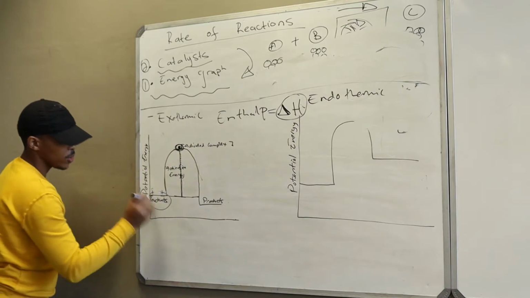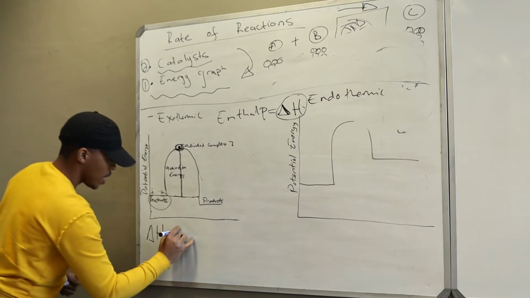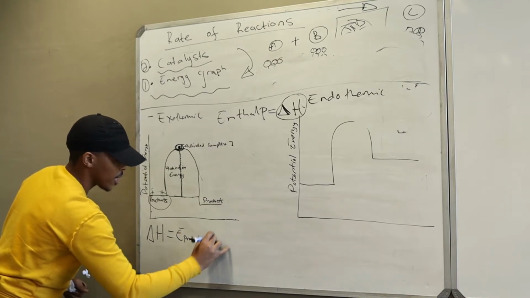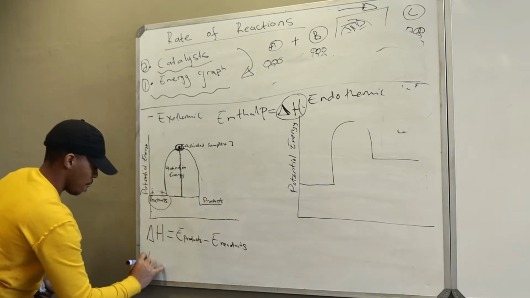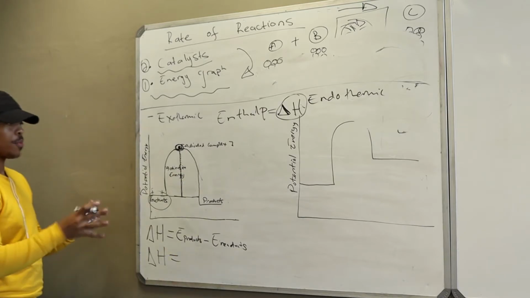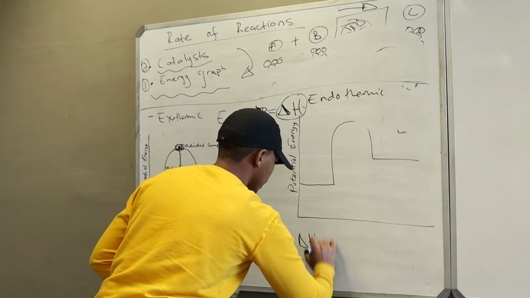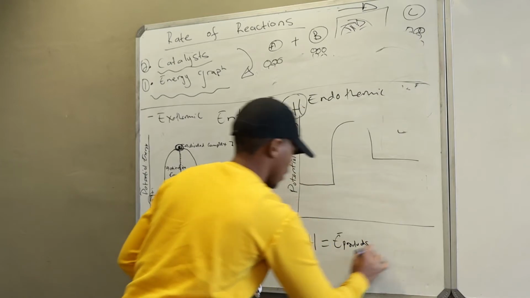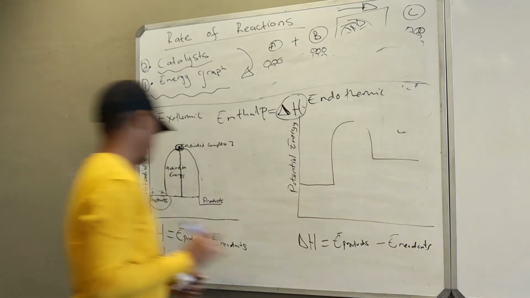Right, so what do we do? We take the energy of the product, so we say delta H is equal to energy of the products, subtract the energy of the reactants, okay? And what we're looking for is whether enthalpy is positive or enthalpy is negative, okay? So we do the same thing here on this side. Energy of products, subtract energy of reactants. Okay.